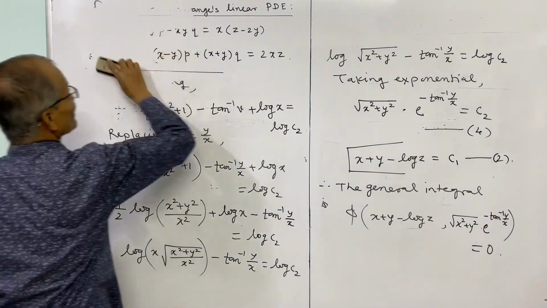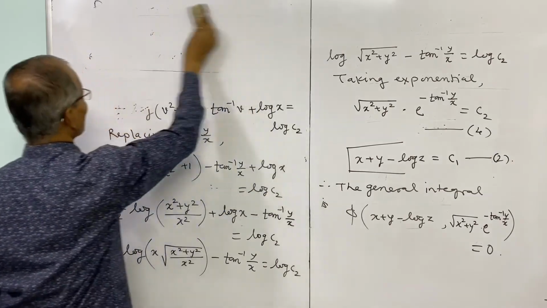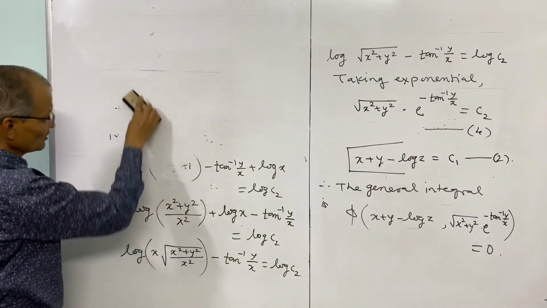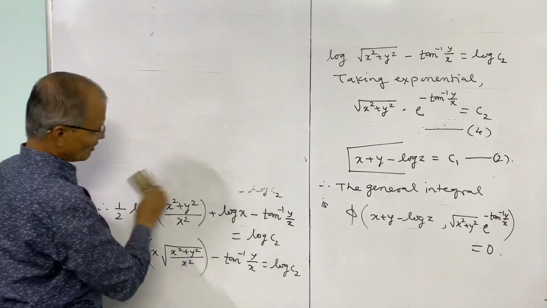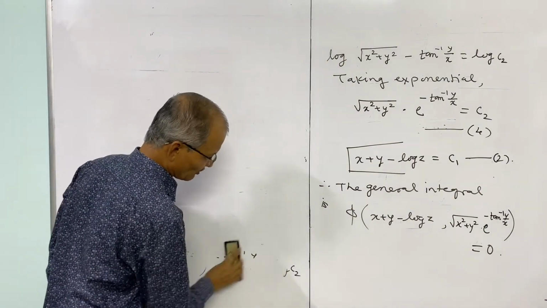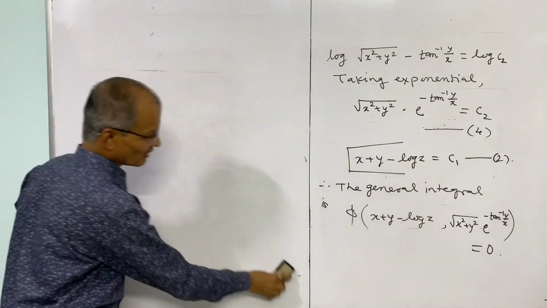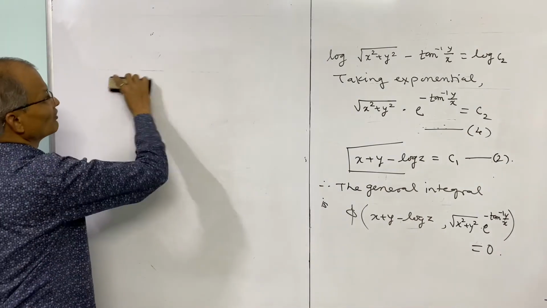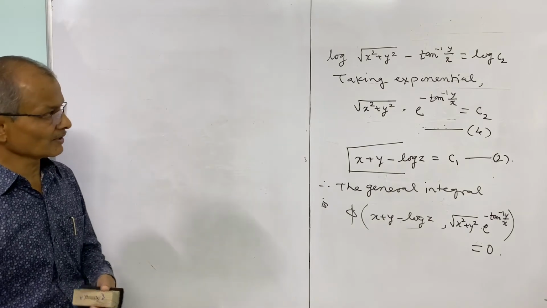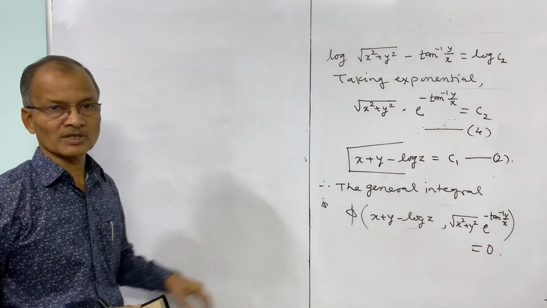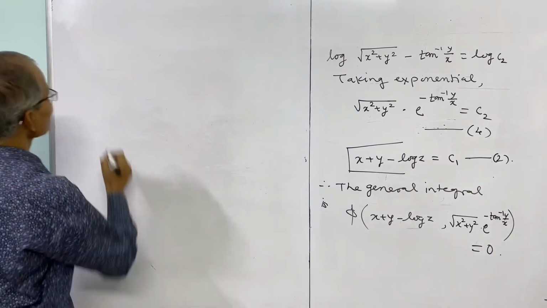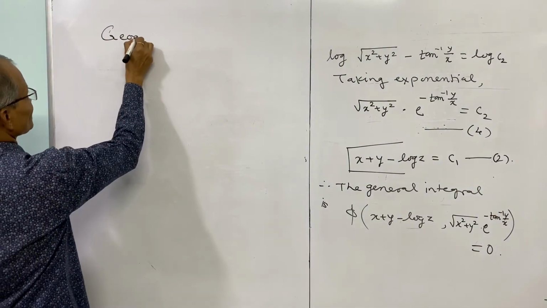So in this way we can solve Lagrange's linear partial differential equations by using the method of multiplier or method of grouping. And for some problems, we have to use the earlier method here. We have solved two problems in which we have used solution of linear differential equation and solution of homogeneous differential equation. Now, the next part we are going to consider is geometrical interpretation.